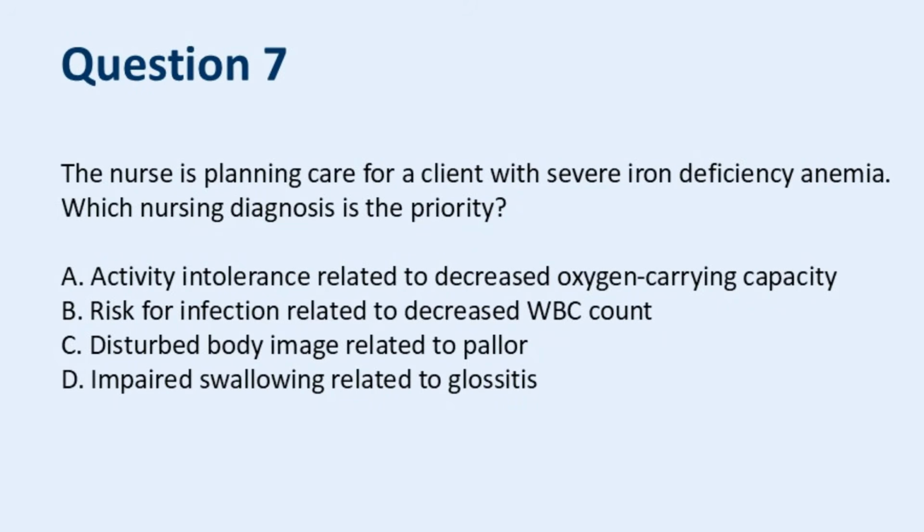The last question, question 7. The nurse is planning care for a client with severe iron deficiency anemia. Which nursing diagnosis is the priority? A. Activity intolerance related to decreased oxygen carrying capacity. B. Risk for infection related to decreased white blood cell count. C. Disturbed body image related to pallor. And D. Impaired swallowing related to glossitis.